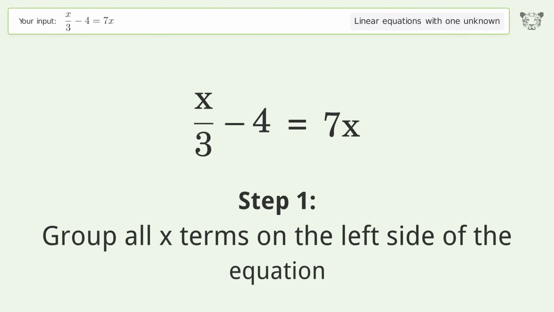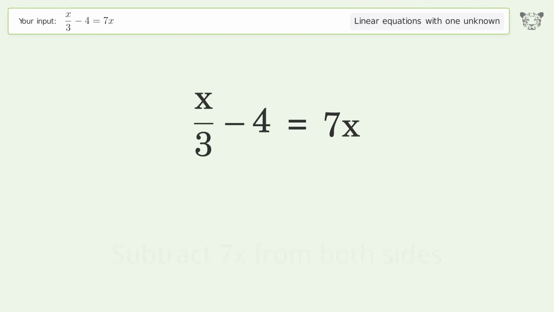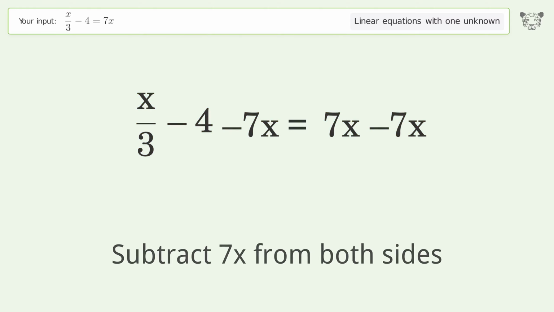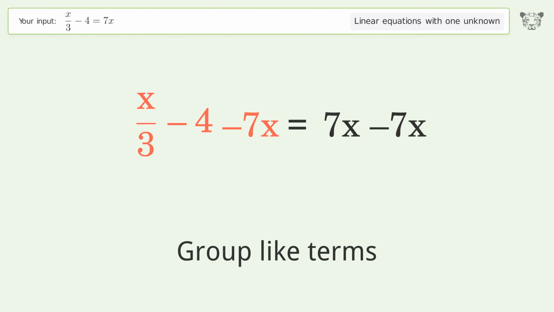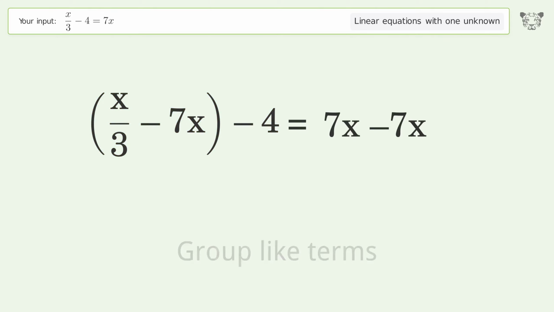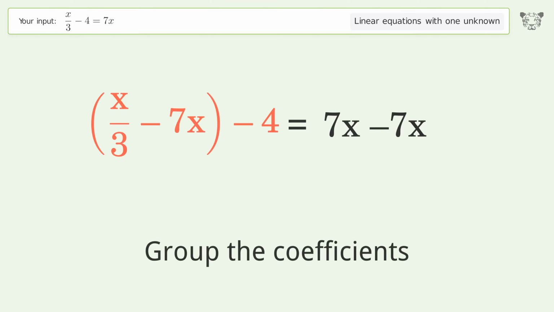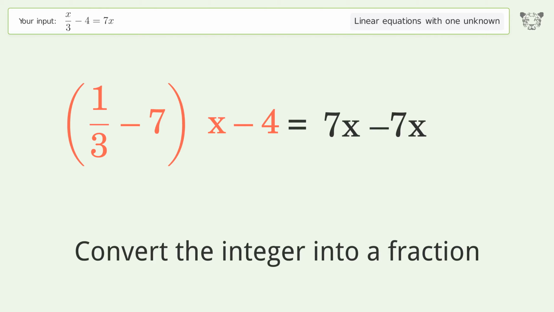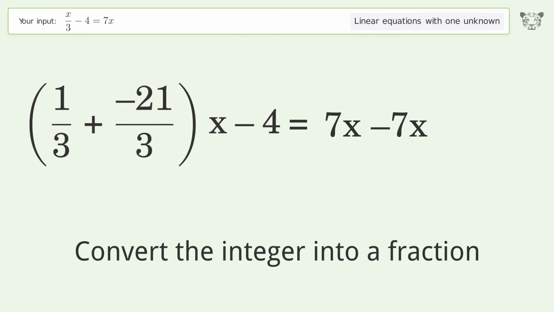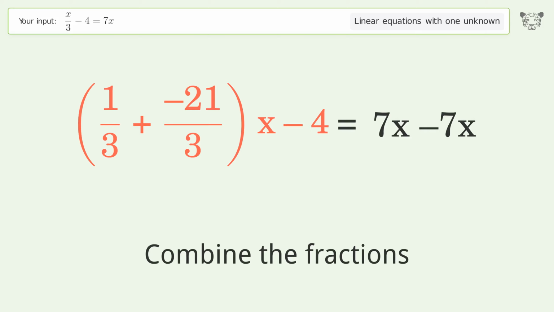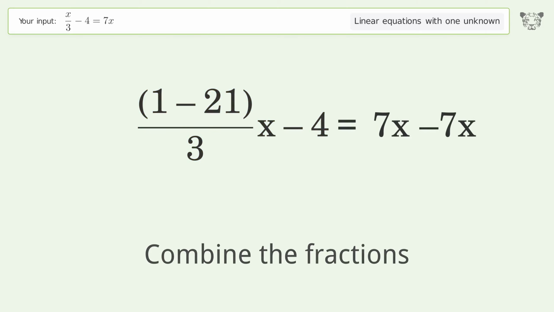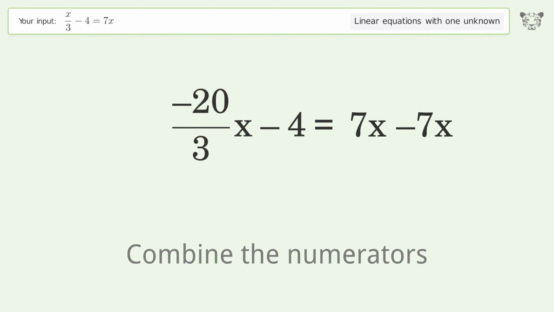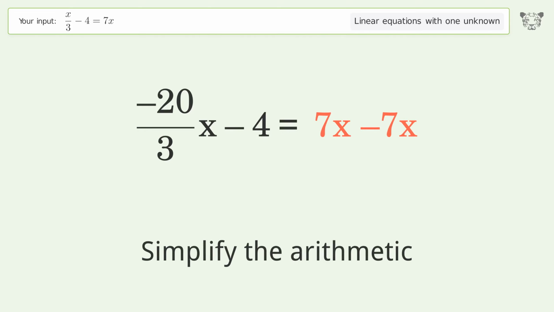Group all x terms on the left side of the equation. Subtract 7x from both sides. Group like terms. Group the coefficients. Convert the integer into a fraction. Combine the fractions. Combine the numerators. Simplify the arithmetic.